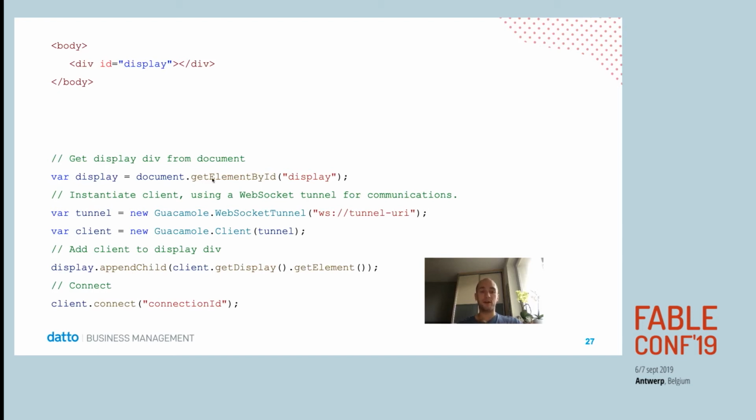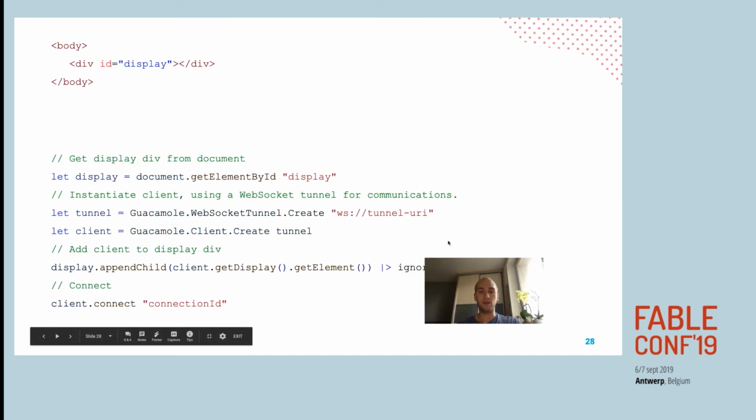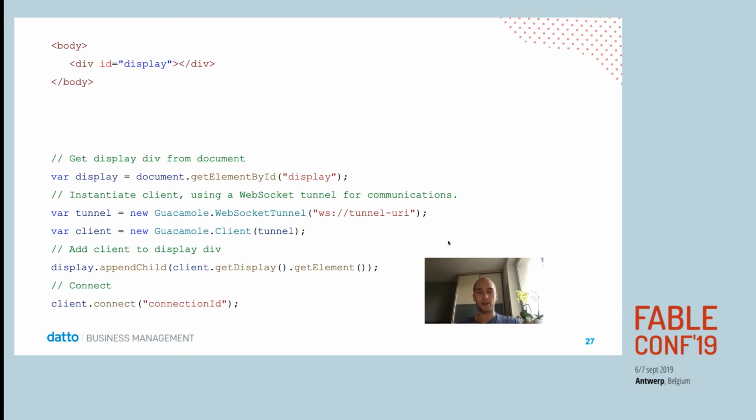So we get first a reference to the element by its ID, and then we create an instance of a WebSocket tunnel and a Guacamole client using that tunnel, and the client has a reference to a display and the HTML element. So what we do here is we grab that element and add it to DOM by using display append child. And then we call the client.connect method on the client instance, so that triggers the connection.